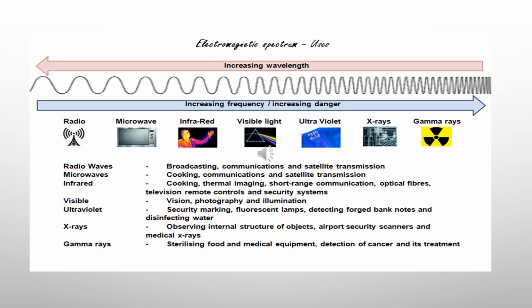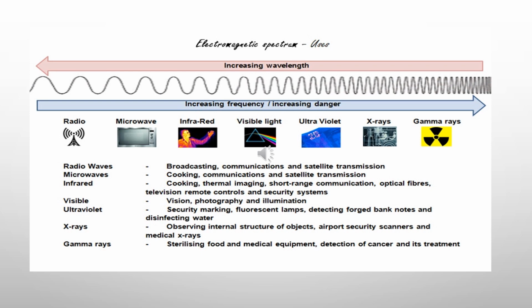Infrared is again used in cooking, thermal imaging, short range communication, optical fibers, television remote controls and security systems. Visible, what we can see, so it's in the vision, photography and illumination. Ultraviolet, security marking, fluorescent lamps, detecting forged banknotes and disinfecting water. We make use of ultraviolet radiation.